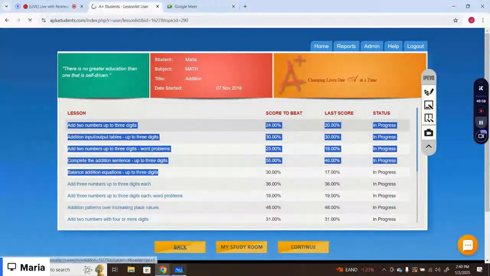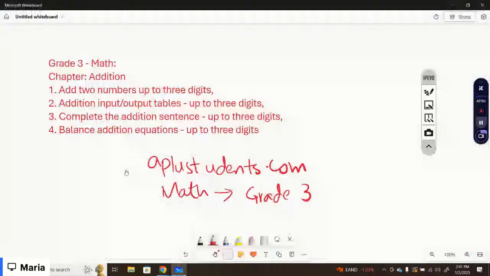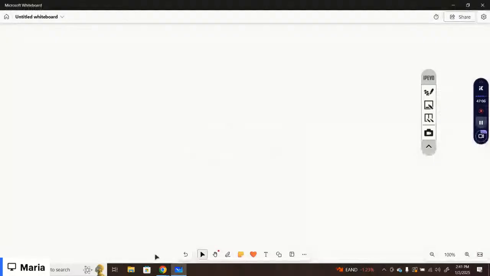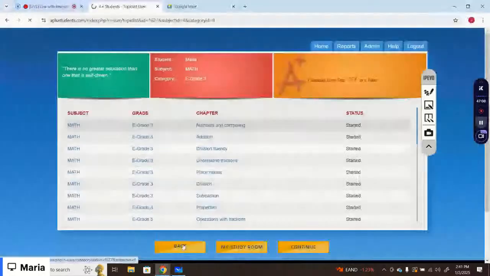So please make sure you have your notebook and pencil. Before the next session, make sure you complete all the practice questions for the lessons we just did. That's your homework until next session.